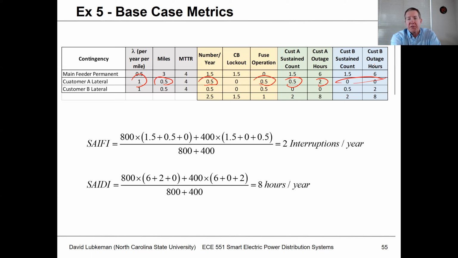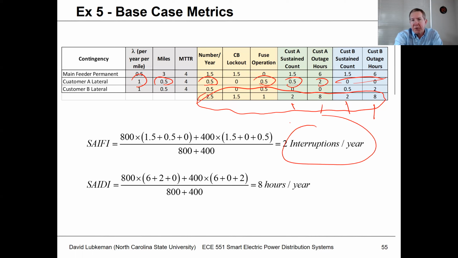If you do all this number crunching and put it in the table, you can get the net sustained outages for each customer and the total outage hours. What we end up with in this case is an average interruption frequency index of 2 interruptions per year, and for outage hours, a SAIDI number of 8 hours per year. You can think about this as a base case that we're going to be using for comparison.